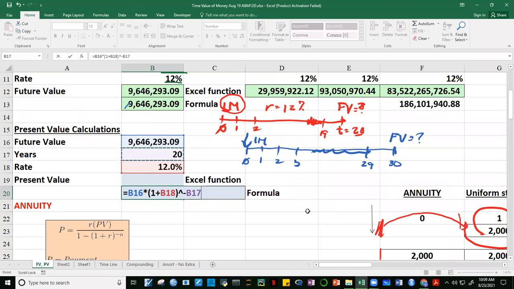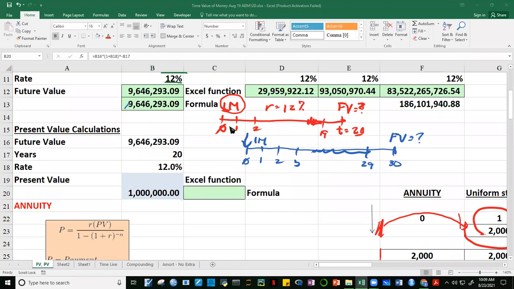Okay? Or you can use divided by 1 plus R raised to the t. You'll get the same answer. So it's 1 million. So tama, no? Tama. 1 million yung ano natin, 1 million yung present value. So again, let me reiterate guys, yung 1 million at saka 9.646 million in 20 years at 12%, they are equivalent values. So we will be indifferent to choosing any of these.